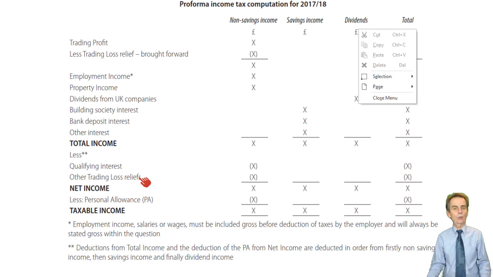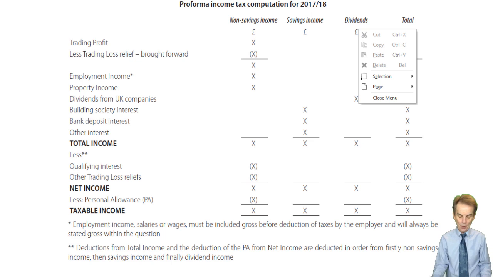What we therefore have got to do, wherever we see losses being involved on an income tax computation, is always leave a gap after trading profit into which, if necessary, the trading loss brought forward can then be deducted. And always leave a gap after total income before net income into which any of these other trading loss reliefs may go. We'll just get used to the idea of a gap after trading income, a gap after total income into which those loss reliefs can go.